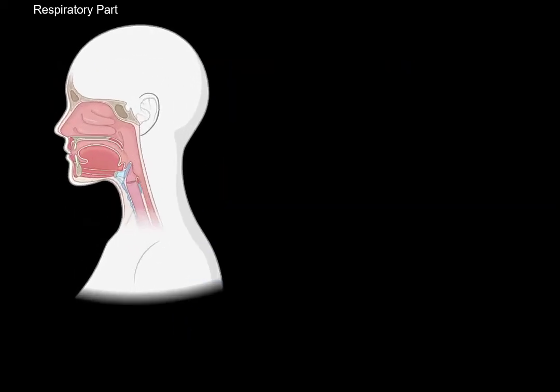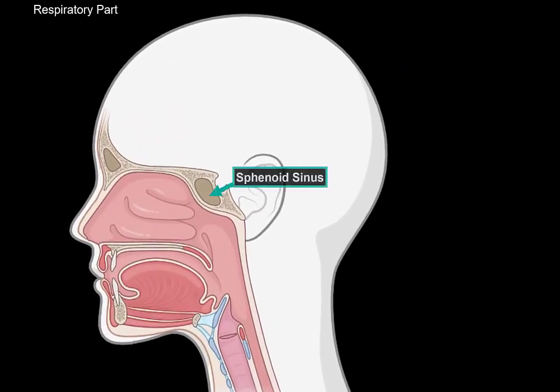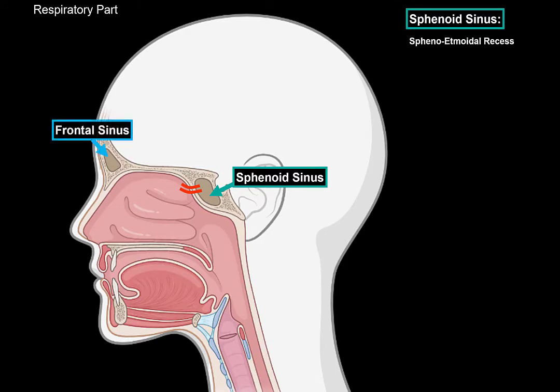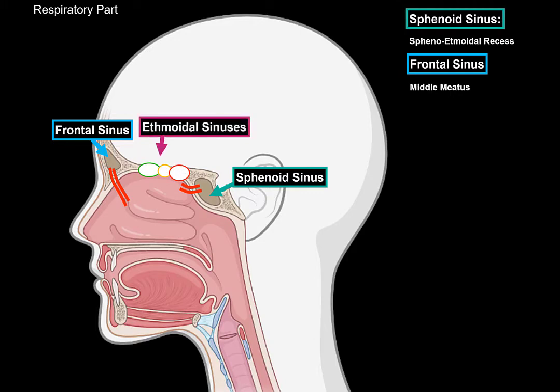Now, why is this relevant? Well, here's one of the sinuses we have, the sphenoid sinus. It has a tube that opens straight into the sphenoethmoidal recess. In the front here, we have the frontal sinus, which opens into the middle meatus, as you see here. Then in between the sphenoid and the frontal bone, there's the ethmoidal sinus.